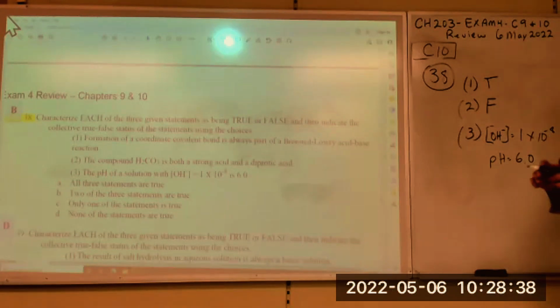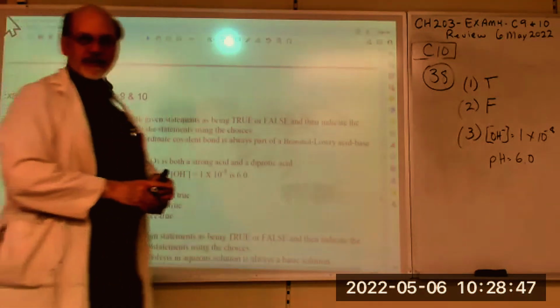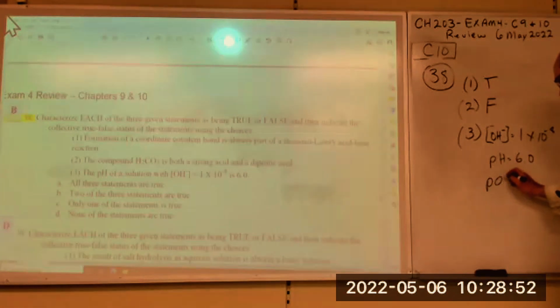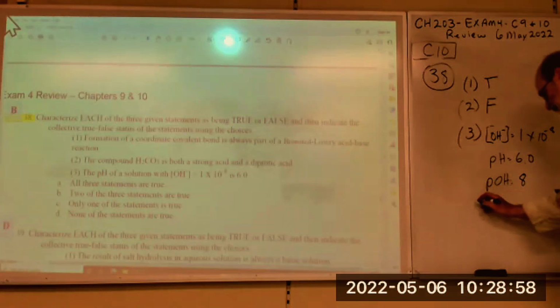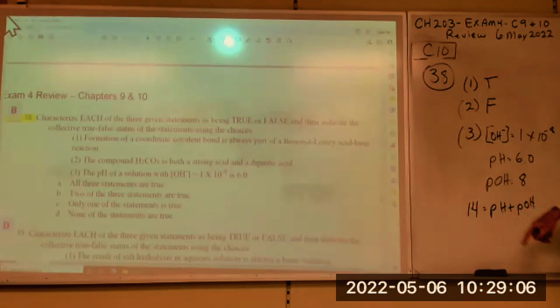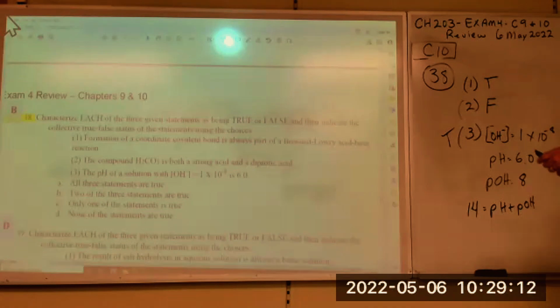How would you approach that? Preferably the easy way. Calculate pOH. What's the pOH? pOH is equal to 8, right? And remember, 14 is equal to pH plus pOH. So if this one is 8, that one has to be 6. This one's true. So two of them are true. Two of the three statements are true. There you go.